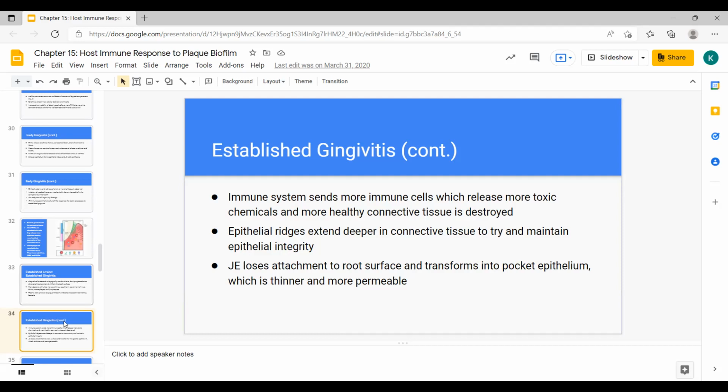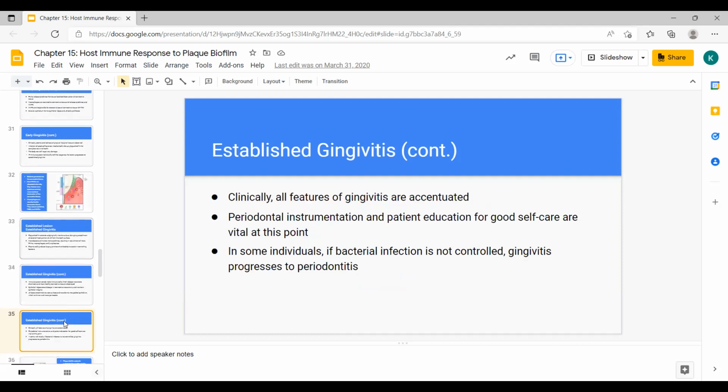Epithelial ridges extend deeper into the connective tissue and try to maintain their epithelial integrity. The junctional epithelium loses attachment to the root surface and transforms into pocket epithelium, which is thinner and more permeable, okay? Clinically, all features of gingivitis are accentuated. Periodontal instrumentation and patient education for good oral self-care are vital at this point. In some individuals, if bacterial infection is not controlled, gingivitis progresses to periodontitis, okay?